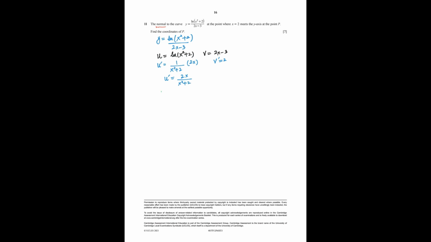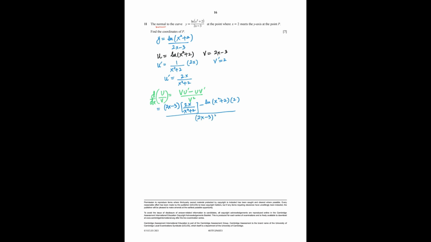So you can simplify it, u derivative equals 2x divided by (x squared plus 2). Applying the working formula of u upon v derivative: that is equal to (v times derivative of u minus u times derivative of v) divided by v squared. Alright. That is the working formula of u over v. So what is v? We have v is 2x minus 3, derivative of u is 2x divided by (x squared plus 2), minus u is what? U is ln of (x squared plus 2), derivative of v is 2, divided by v squared.